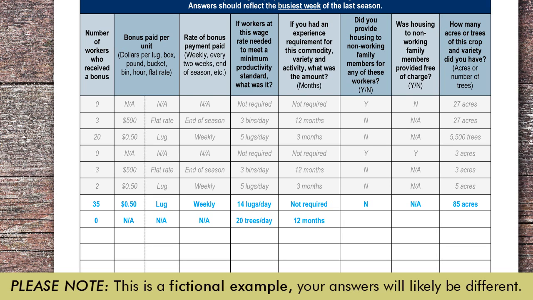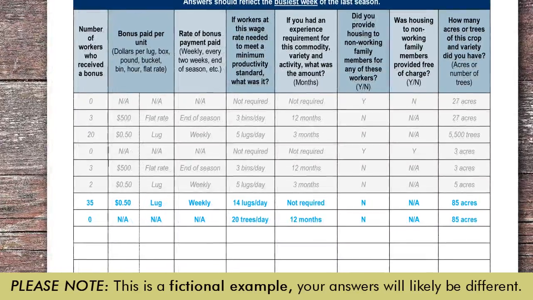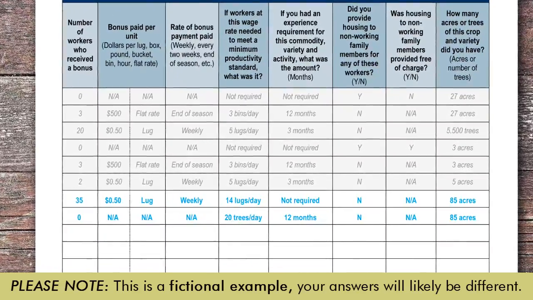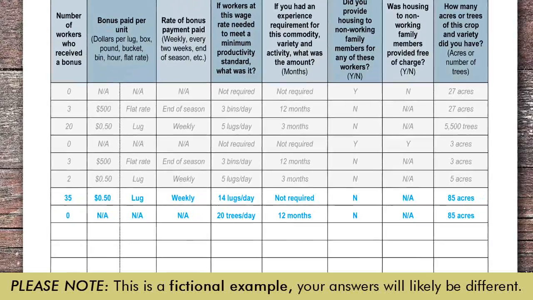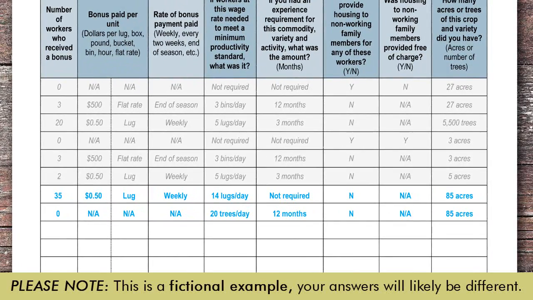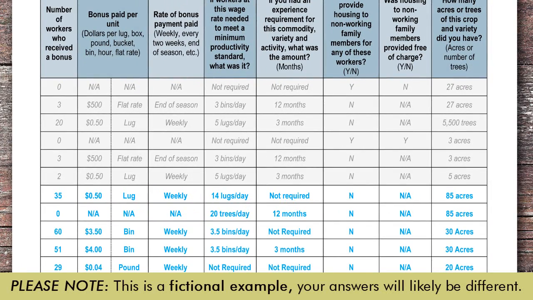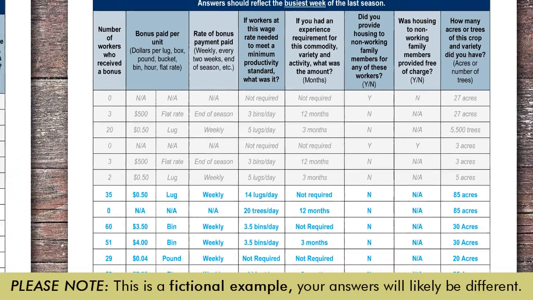We did not provide housing to any non-working family members, so that's also a no, which means that the question about free housing for non-working family members is irrelevant, so that is an NA. And finally, the same cherry trees we harvested this summer were pruned in the winter, so the 85 acres devoted to red cherries remains the same. The Department of Labor regulations require us to request all of this information for each crop variety activity combination at each of the surveyed agricultural establishments.